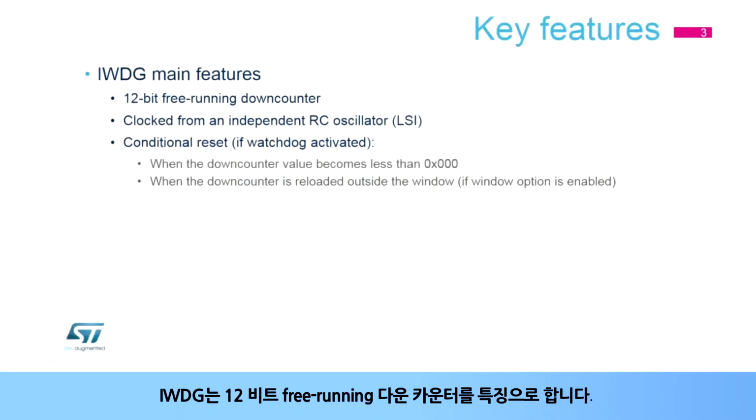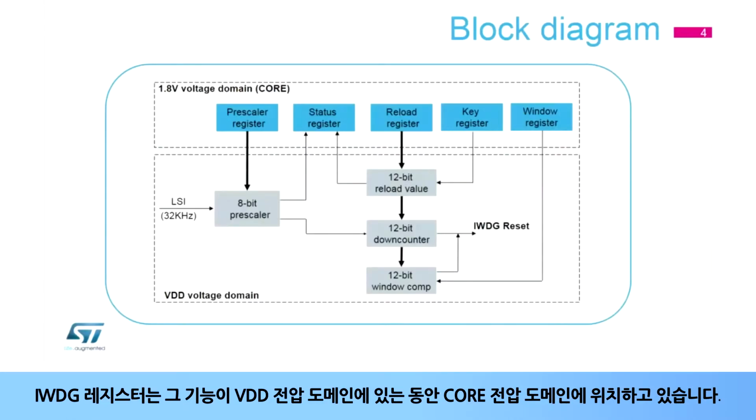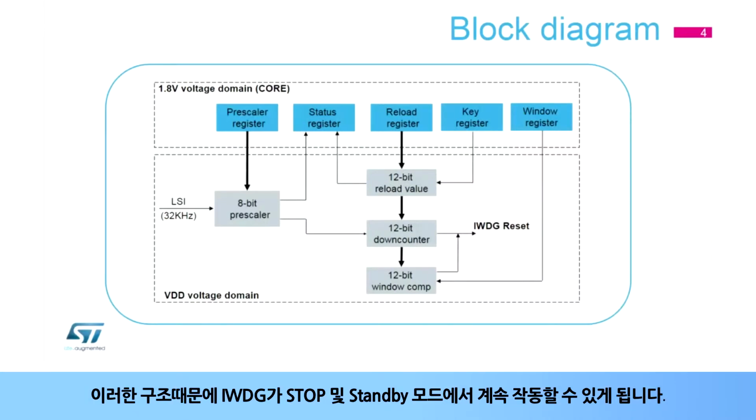The IWDG features a 12-bit free-running down counter. It is clocked by an independent low-speed internal RC oscillator at 32 kHz. When the IWDG is activated, a reset is generated if the down counter reaches 0, or when the down counter is reloaded outside the window, if this option is enabled. The IWDG registers are located in the core voltage domain, while its functions are in the VDD voltage domain. This architecture makes it possible for the IWDG to continue operating in stop and standby modes.